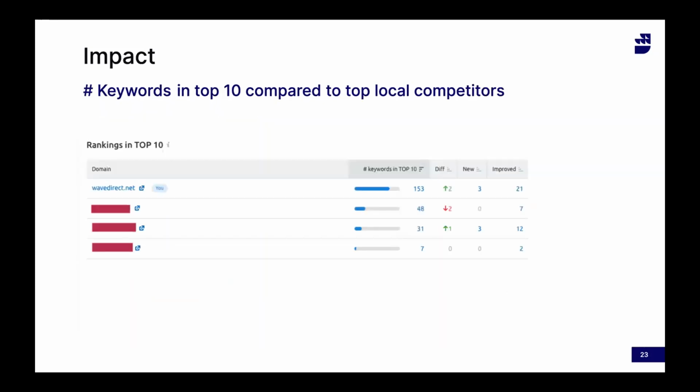Amazing. And these are just some of the comparisons of top 10 keywords that we care about compared to some very large companies. Just the number of keywords that WaveDirect has been able to get top 10 position in. Before this launch and before the Core Vitals update, they were comparable, about the 30 mark in terms of the number of keywords in the top 10, but now it's 153.